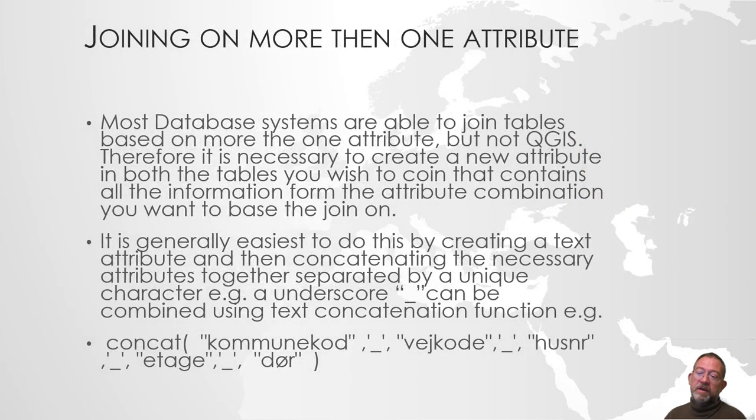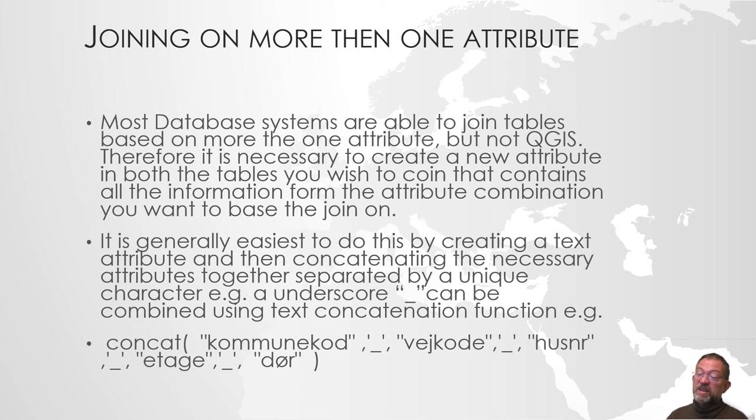There is a problem. That is that many real database programs can join on more than one attribute. But most spatially enabled software such as QGIS or ArcMap can only join on one. So if we need more than one to join, and we often do, we'll have to create a new attribute which is a concatenation of those attributes we use for the joining. The easiest way of doing it, there are different ways, is to use the text concatenation function and then concatenate each attribute separated by some unique character. I typically use an underscore.